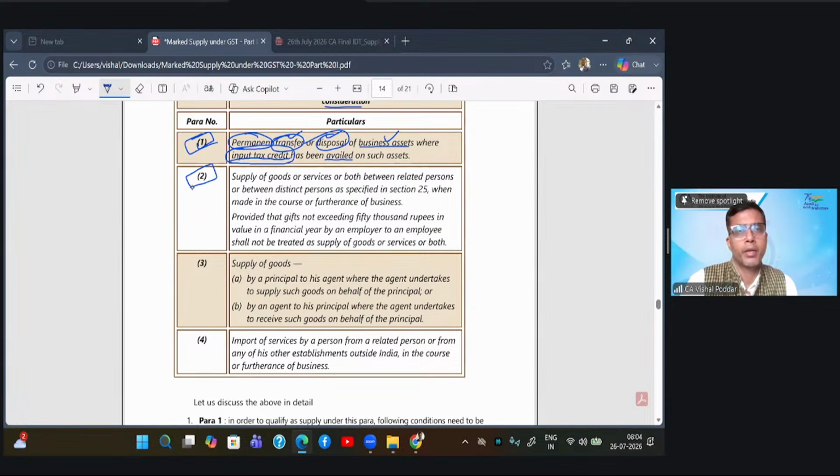Now, what is the second para? In the second para, what I'm supplying may be goods or service. And here, my supply is between either two related persons or between distinct persons, and it is done again in the course of my business. Now, what is this requirement? In this requirement, all the limbs of supply are present except one limb, that is consideration.